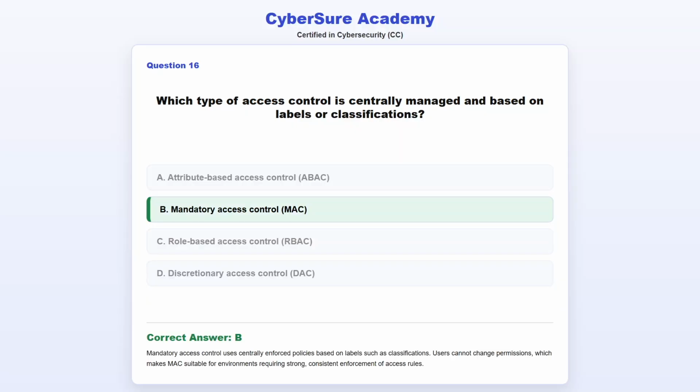Mandatory access control. Mandatory access control uses centrally enforced policies based on labels such as classifications. Users cannot change permissions, which makes MAC suitable for environments requiring strong, consistent enforcement of access rules.